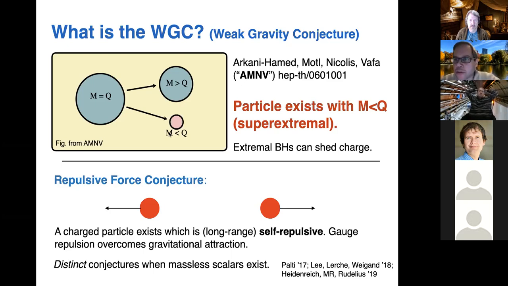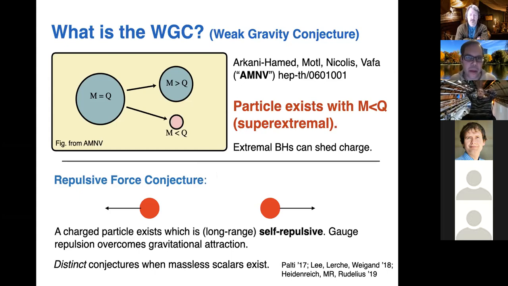assume that the only forces you need to worry about are gauge forces and gravity. They're not equivalent if you have massless scalars, because those can mediate additional long-range forces that are attractive and might behave differently in these two different contexts of black holes and just these two particles that are far apart. So they're actually kind of two distinct conjectures, which in certain cases collapse onto each other. And one interesting thing that my collaborators and I, but also Aaron Palti and others, have explored over the last few years is that it seems like both of these are actually true in all the examples we know. And that's somewhat mysterious because you might think one of these conjectures is more fundamental than the other, but even when they don't agree with each other, they both seem to be true.